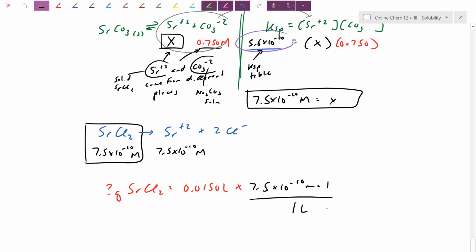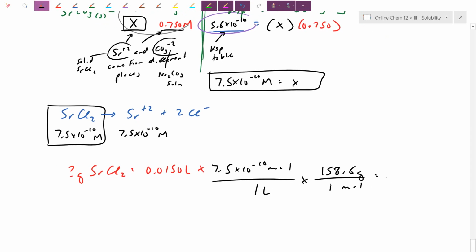That's moles per liter. Anytime you need to get to grams, you just use molar mass. 1 mole is equal to, this is the molar mass of the whole compound strontium chloride. Strontium here is 87.6 plus twice chlorine, 35.5, is 158.6 grams. Okay, 0.015 times the 7.5 e negative 10 times 158.6, and this gives me how much mass I can toss in: 1.8 times 10 to the negative 9 grams.